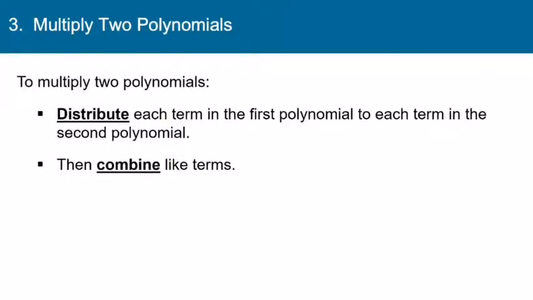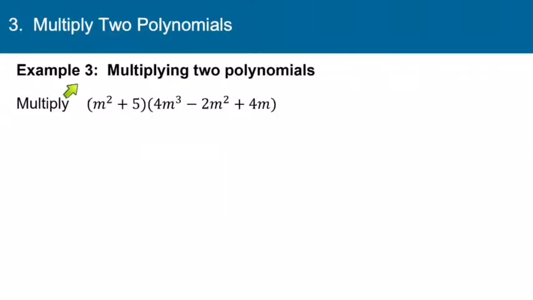Now we are ready to multiply two polynomials together. So the strategy here is to distribute each term in the first polynomial to each term in the second polynomial, and then combine like terms. So let's practice that with example 3. So we're going to multiply m squared plus 5 times 4m to the third minus 2m squared plus 4m. So what we're going to do first is distribute the m squared to each of these three terms, and then we will distribute the 5 to each of these three terms. Then there will be some like terms, and we'll combine the like terms.